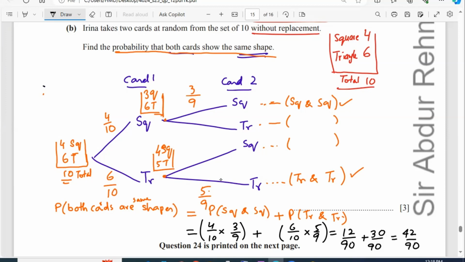And after reducing this, we can write it in simplest form, 42 divided by 90. 2 ones are 2, 2 twos are 4, 2 fours are 8. Or you can reduce with 3 over 3. 3 ones are 3, 3 fours are 12, 14 here, 14 over 30. Again 2 sevens are 14, 2 fifteens are 30. 7 over 15 is the final answer.